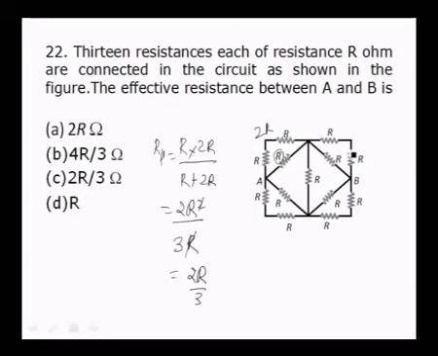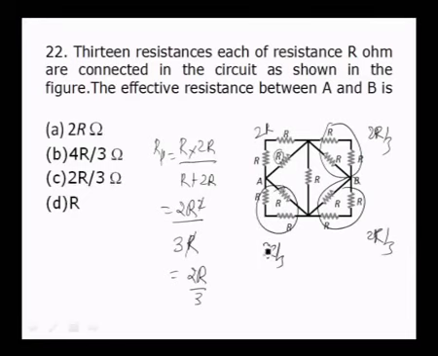See, all the resistors: this is equal to 2R by 3, this is equal to 2R by 3, this is equal to 2R by 3, this is equal to 2R by 3. All the arms have the same resistance, then the equivalent resistance of this combination is equal to any one of the resistances, that is 2R divided by 3, which is the correct option.